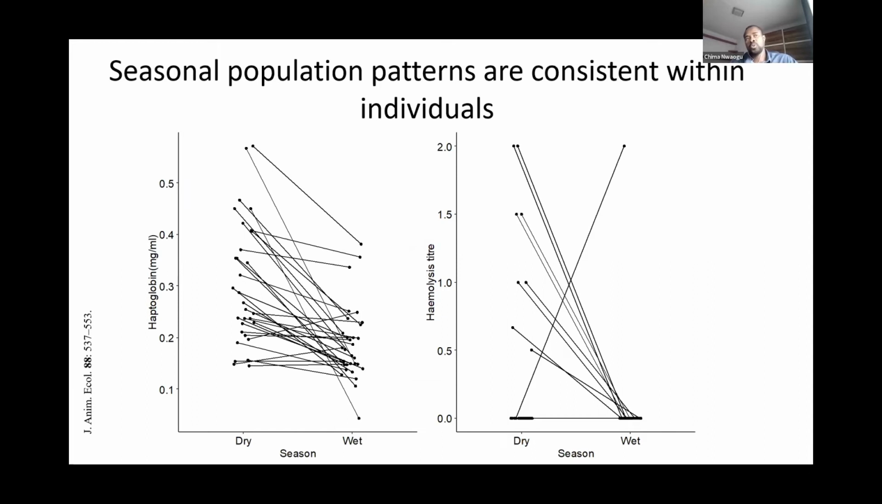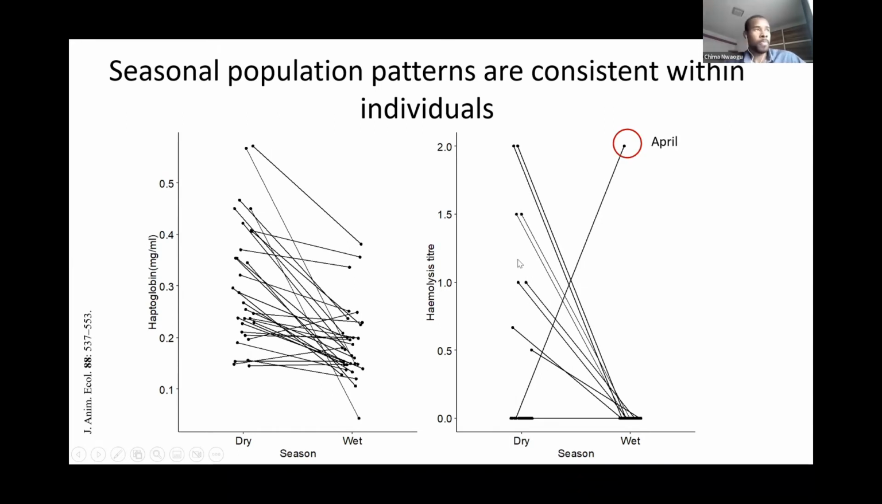And when you look at this pattern within individual birds, you see that the pattern at the population level also takes place within individuals, which means it's an individual response rather than differences among individuals, because these were birds that were caught in the dry season and in the wet season. And you can see that for all the birds here, the haptoglobin concentration was higher in the dry season compared to the wet season, and so is lysis titer.